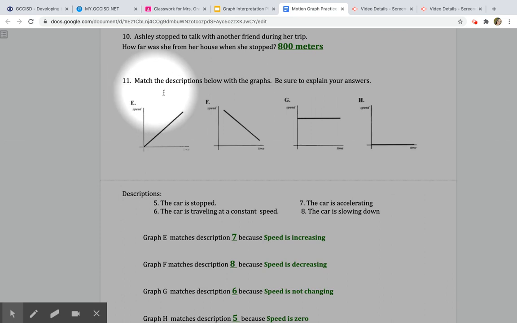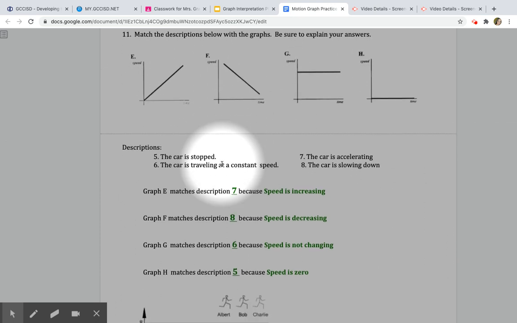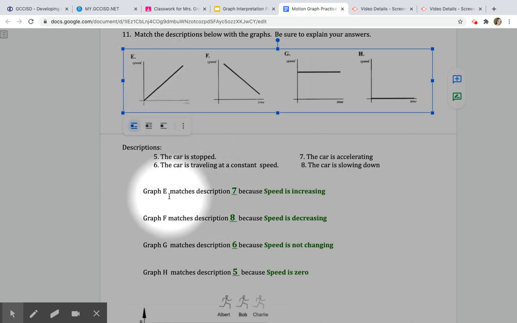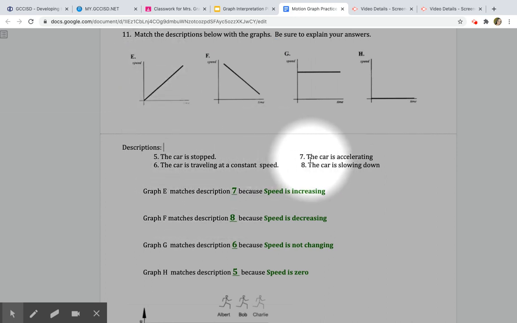Number 11, match the descriptions below with the graphs. Be sure to explain your answers. So another one of these tricky ones, okay? So graph E, which is this guy right here. Graph E matches description 7 because the speed is increasing. Okay, so we can see that we're having this line and it is shooting up. The car is accelerating.